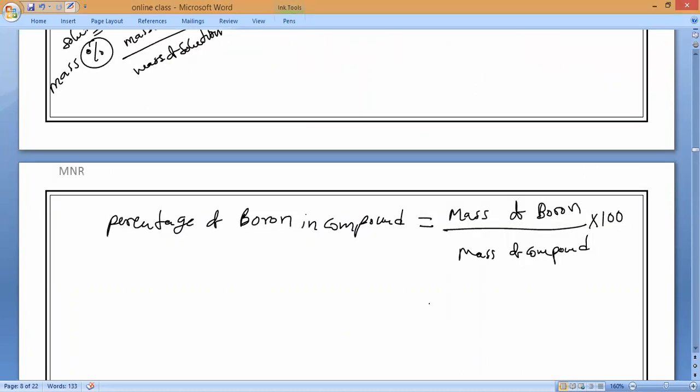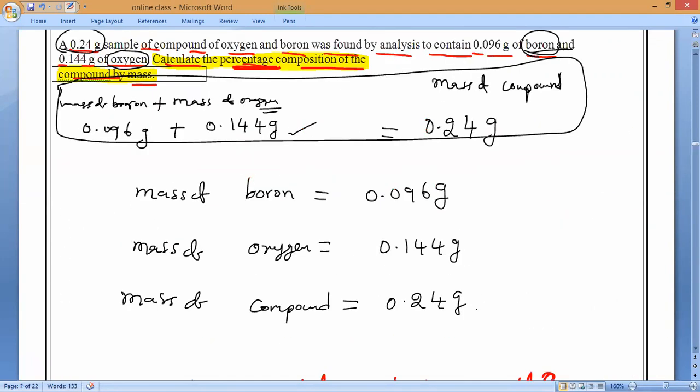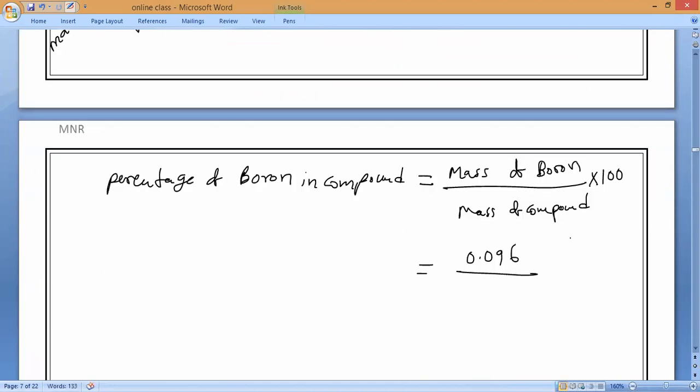What is the mass of boron? Open your mouth and tell me. What is the mass of boron given? 0.096. 0.096 divided by, what is the mass of compound? 0.24, into 100. That's all. Now you can remove decimals by multiplying with 1,000. I'm multiplying with 1,000 so that it turns into 96 divided by 240. Is it necessary?